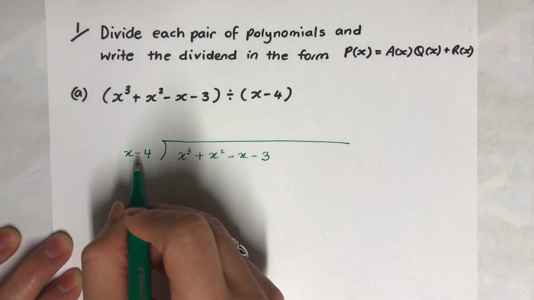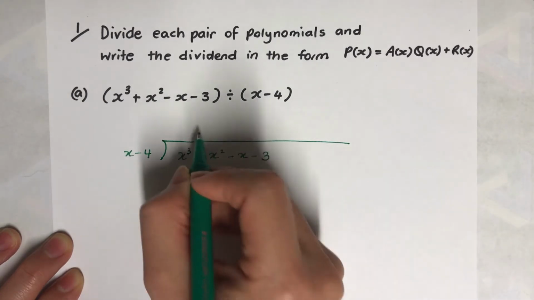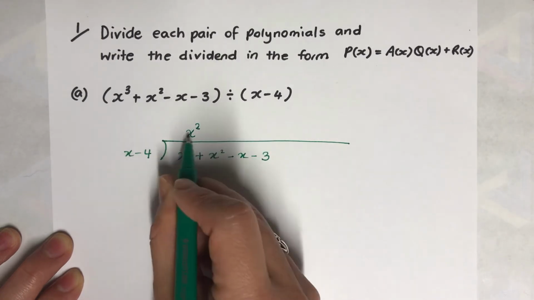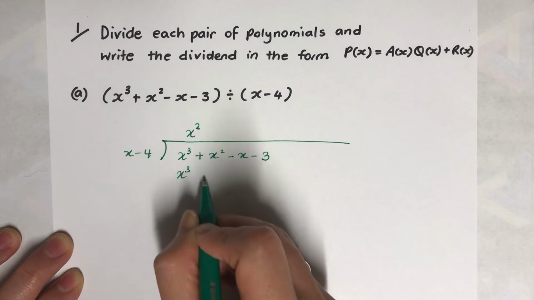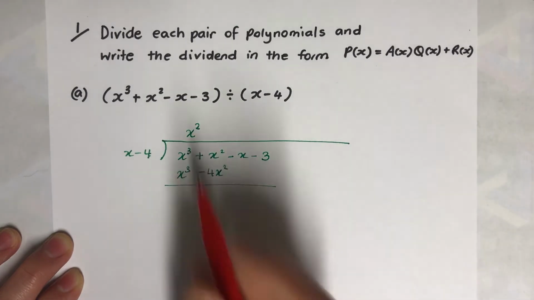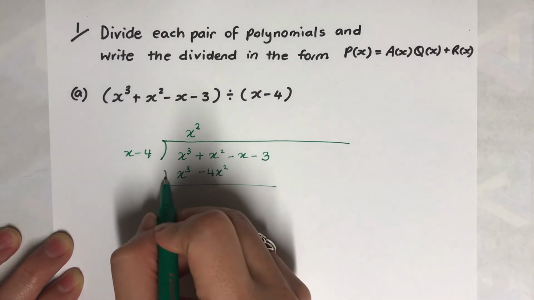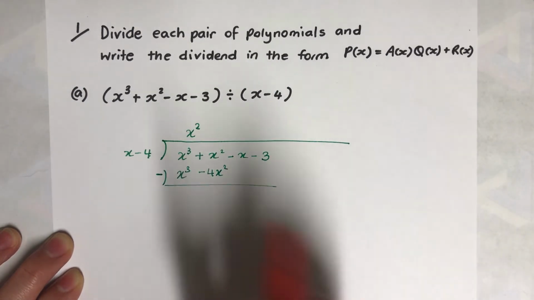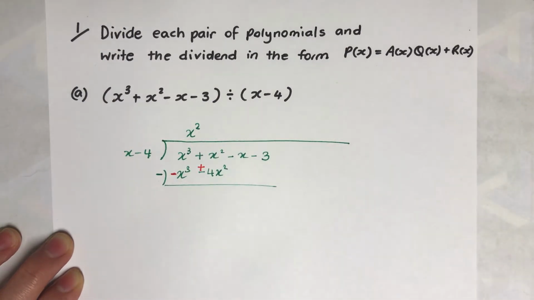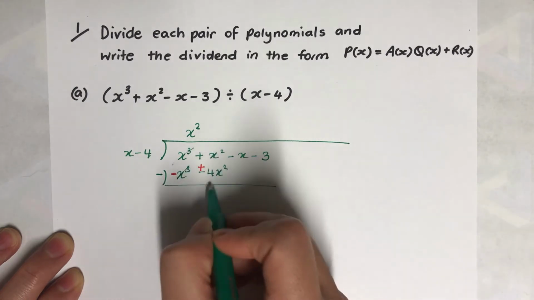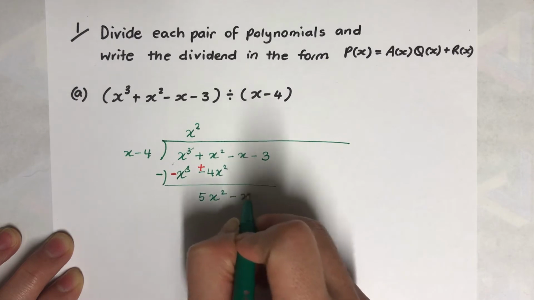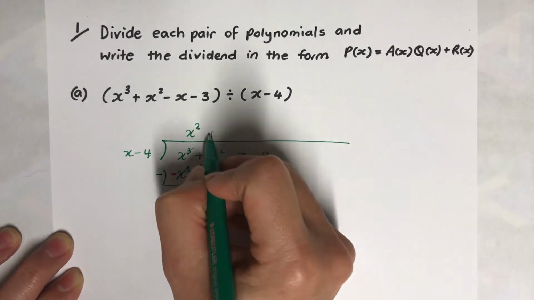Okay, to get from x to x cubed, I have to times by x squared on there. So if I do that, I'll get x cubed, and x squared times minus 4 is minus 4x squared. Now you need to take away this, because the whole point is to get rid of it. So I'm going to change the sign there, and I'll cancel this out. I'm left with 5x squared. Bring down the next one, and I'll go plus 5.